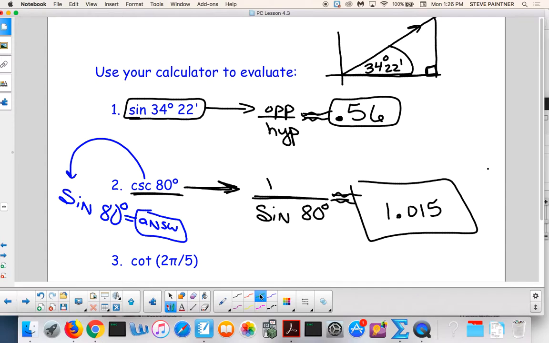But you don't have that. You have a button, x to the negative 1. X to the negative 1 is 1 over x. That's your reciprocal button. So if you type sine of 80, get the answer, and then flip it with x to the negative 1, guess what you get? You get the same thing. I don't care what you do. I just want you to pick a way and stick with your way the rest of the year. Okay?